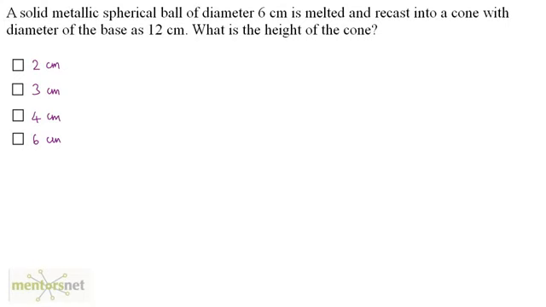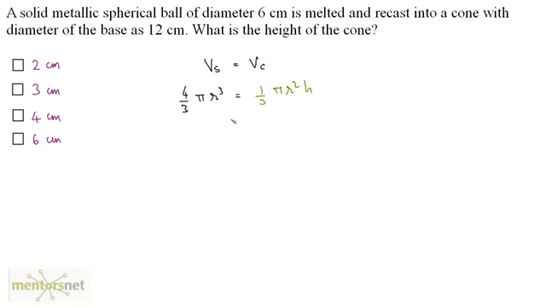A solid metallic spherical ball of diameter 6 centimeter is melted and recast into a cone with a diameter of base as 12 centimeter. What is the height of the cone? As this metallic spherical ball is melted and recast into a cone, I can say that the volume of the spherical ball is equal to the volume of the cone. So what is the volume of the sphere? Well, that's 4 by 3 pi r cube. And what is the volume of the cone? Well, that's 1/3 pi r square h.